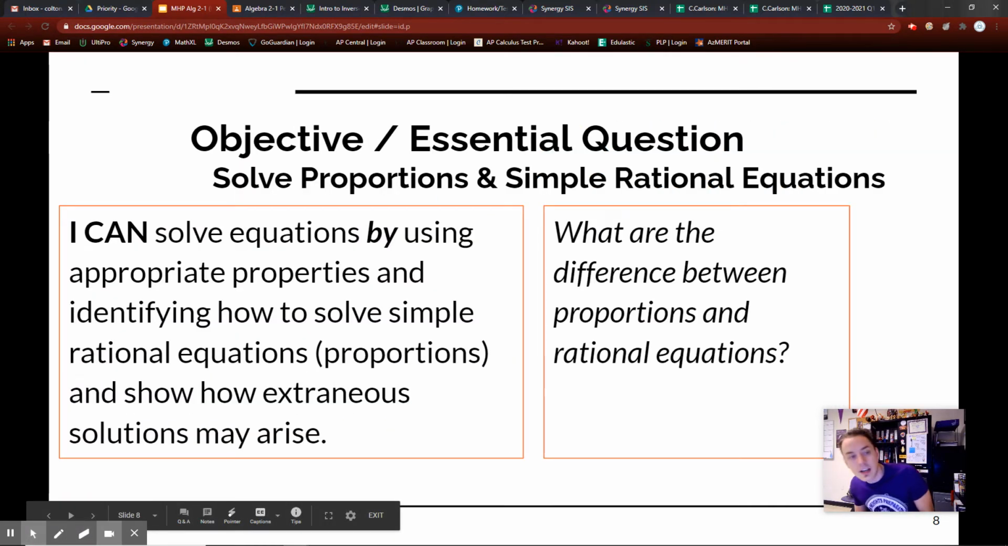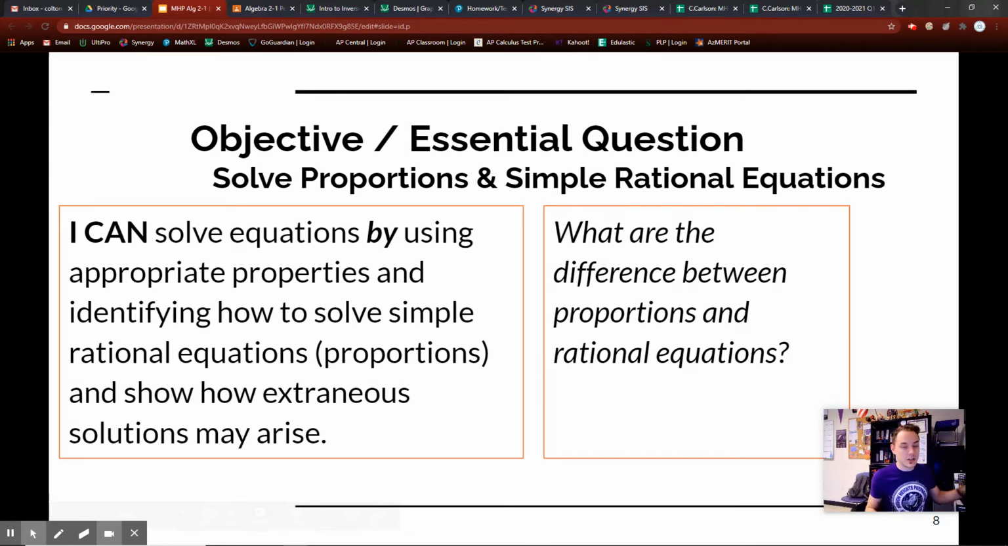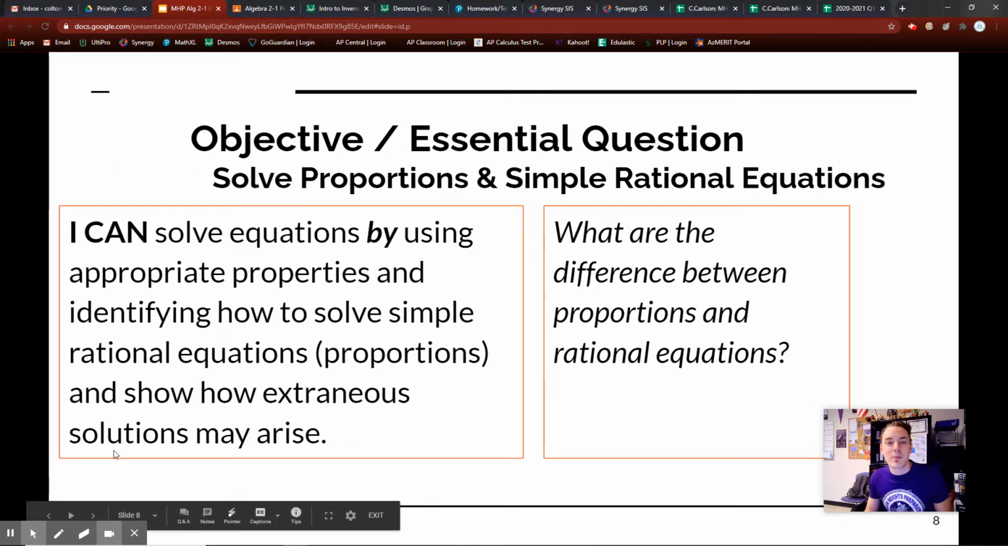Our actual lesson is this: solve proportions in simple rational equations. What does that mean? Well, first of all, we're going to use appropriate properties. It means identifying what we call the least common denominator. It means identifying what a rational equation is, what a fractional equation is. And in the midst of that, we're going to try to answer our essential question. What are the differences between proportions and rational equations? We're going to figure that out.